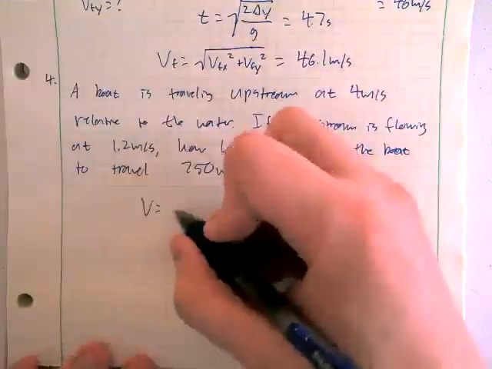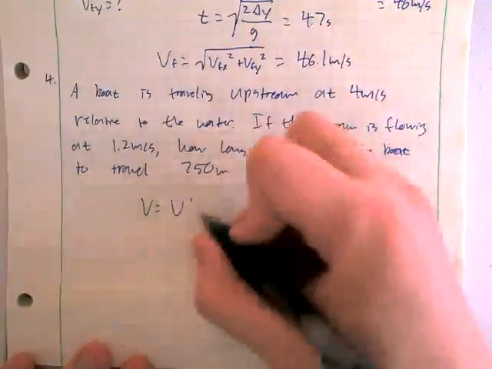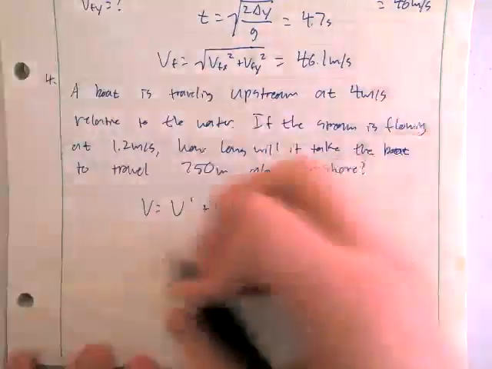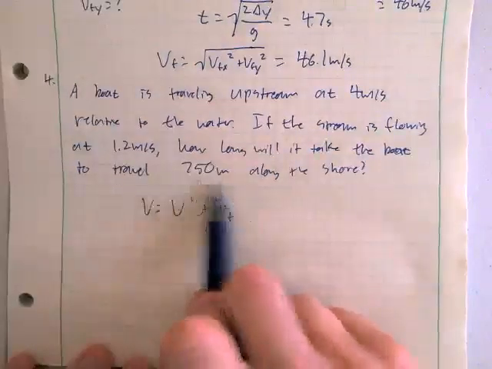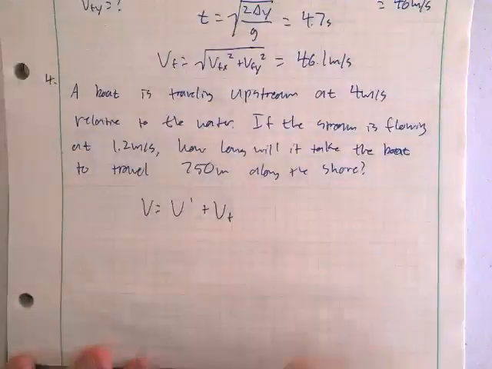So again, for these relative velocity problems, our speed relative to our stationary frame, in this case the speed of the boat relative to the ground, is going to be equal to the speed of the boat relative to the water, this would be prime, plus however fast the water's moving, the v of our frame. In this case, we don't know this one, but we want to know it, right? We want to know how long it is going to take us to go 750 meters. The only way we can know that is if we have how fast we're going relative to the ground.